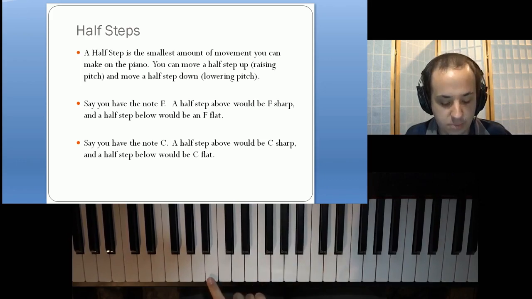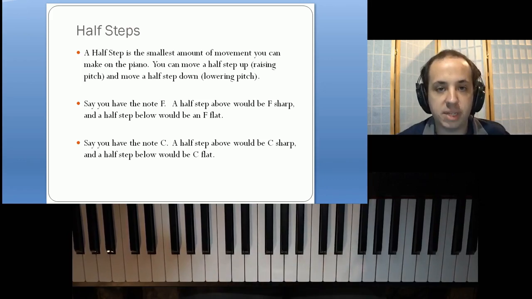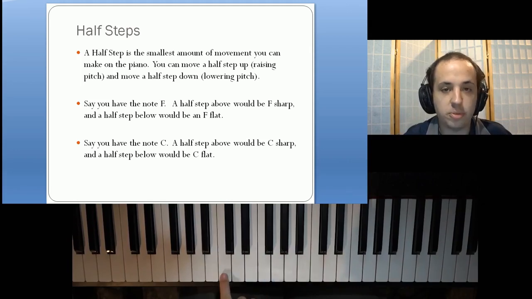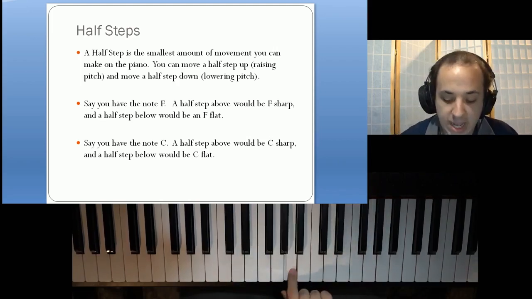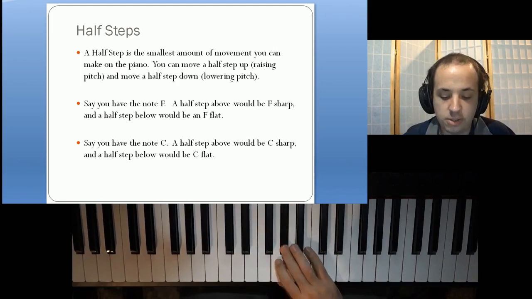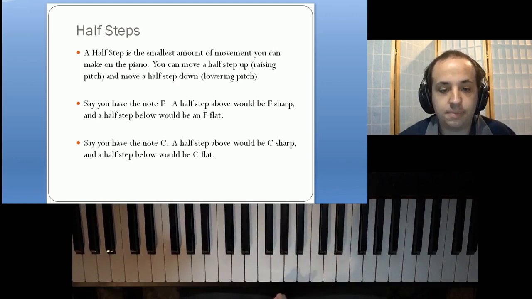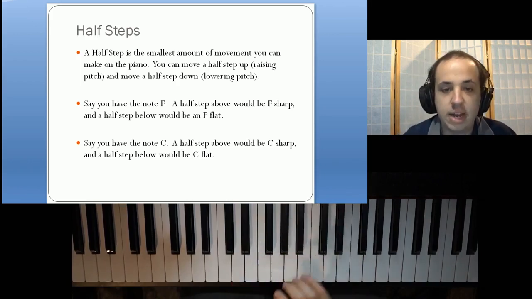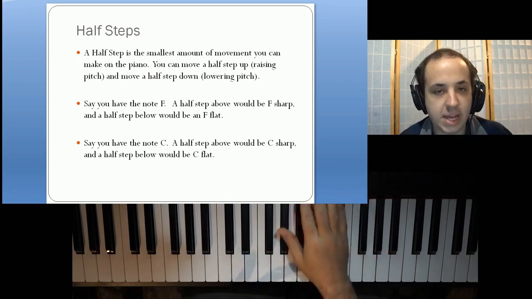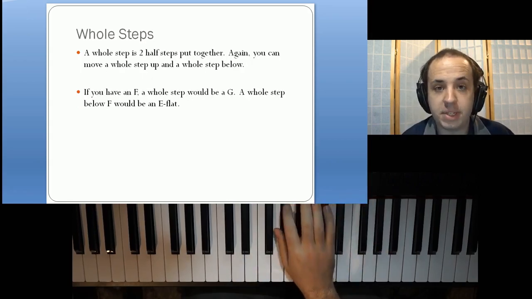And then the same problem occurs between B and C. A half step above B is going to be C. You can also go a half step below. So if I had A, a half step below would be the note right below A, that black key there, also known as A flat. Alright, I think we covered half steps. If you have any questions about half steps, let me know. I'd be more than happy to help you.